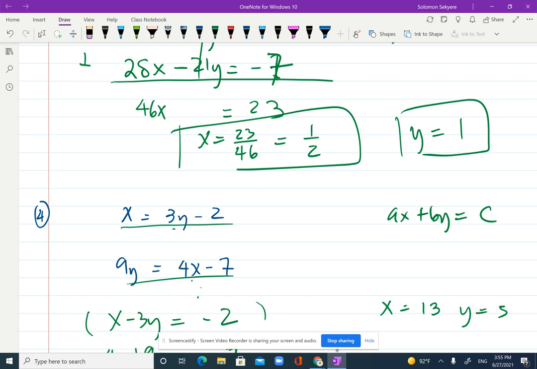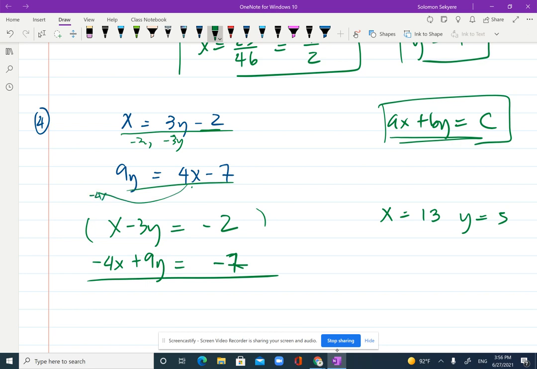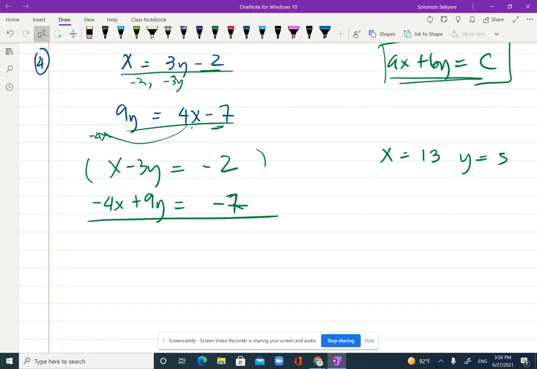The next one is x equals 3y minus 2, and then 9y equals 4x minus 7. Now remember, we want to put everything in standard form. So we need to rearrange this, right? The x and y should be on the left side. So here we move minus 3y, so x minus 3y will be left with negative 2 over here. And then here, the 4x needs to come over here. We subtract, it will be minus 4x. So it's negative 4x, this is positive already, plus 9y equals what? What's left on this side is negative 7. So now you see we have it in standard form.